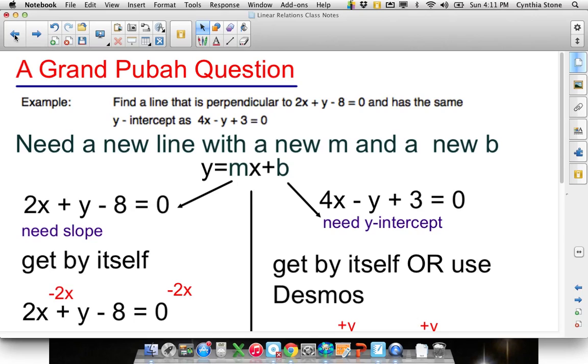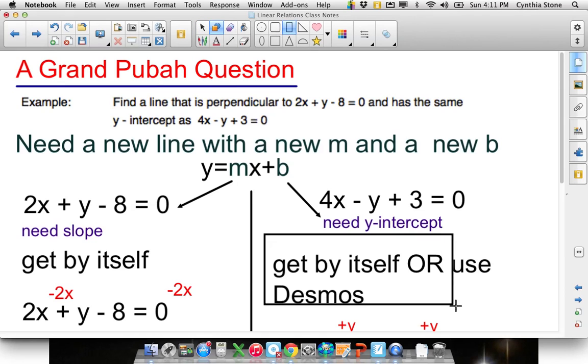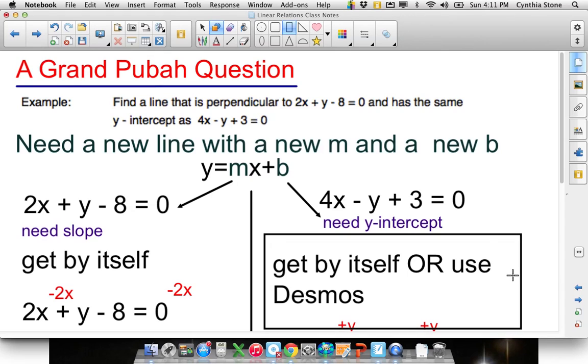This is the last question we're going to do today. So find a line that's perpendicular to this and has the same y-intercept as that. So it's kind of like, I should have done this before. I don't want you to get focused too much on this side, okay? I want you to focus just on the left side for now.